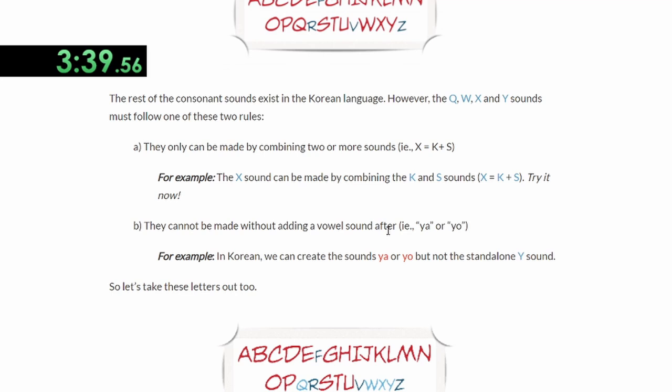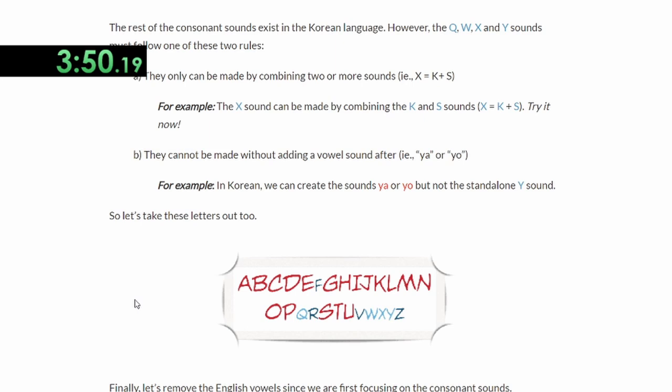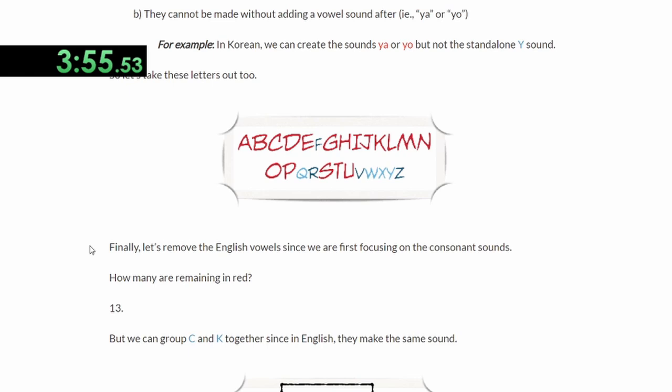For example, in Korean, we create the sounds ya or yo, but not a standalone y sound. So let's take these letters out too. Okay. KS and ya or yo. Got it. Finally, let's remove the English vowels, since we are first focusing on the consonant sounds.